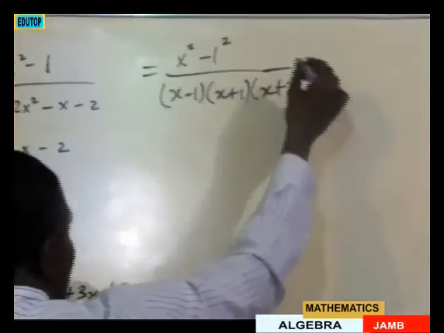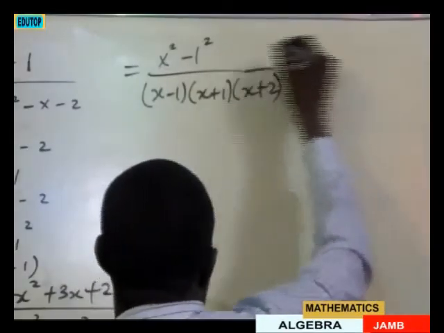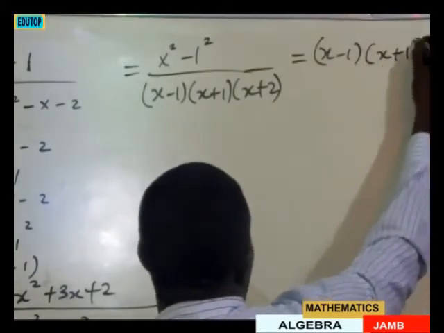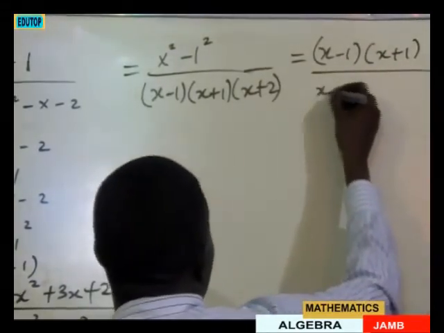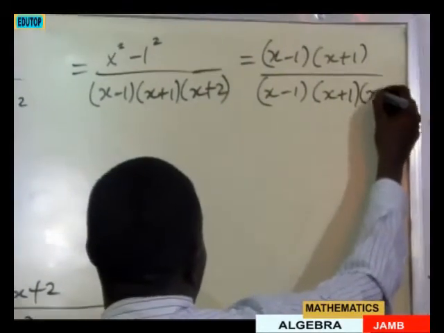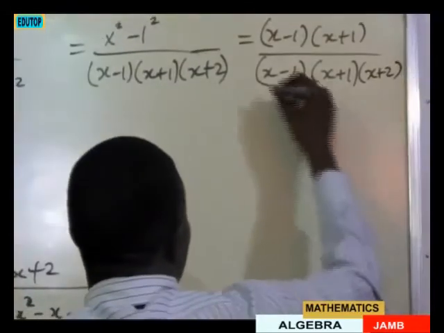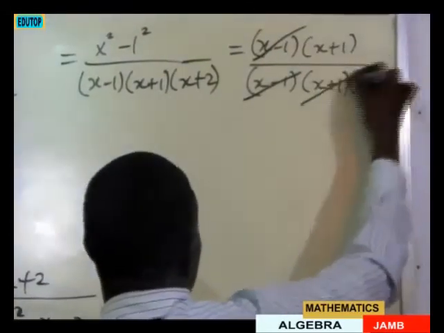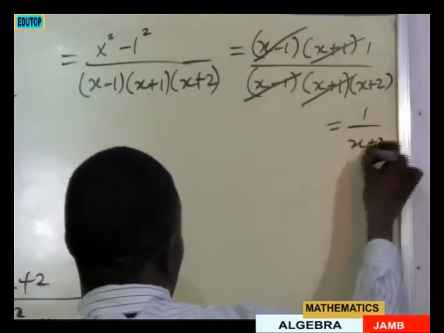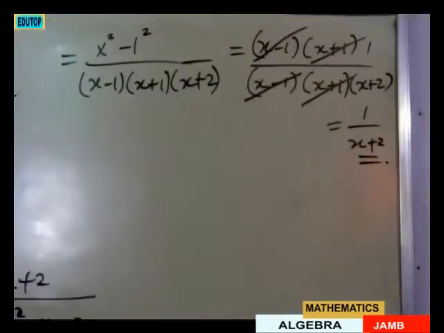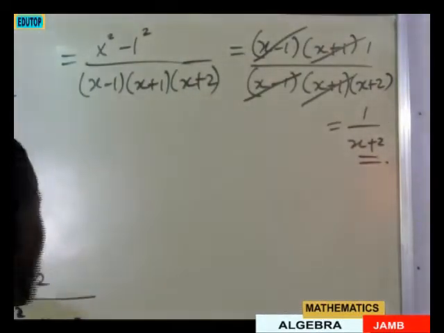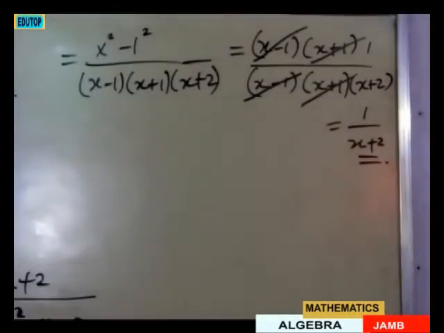Then this one, I can break it down. This is difference of 2 squares. So which will mean x minus 1, x plus 1, then over x minus 1, x plus 1, x plus 2. Look at it now. This one can cancel, this one can cancel this. So I have 1 over x plus 2. You can see the way I've been able to simplify a complex situation to what? A simpler situation. That is that on question 15.